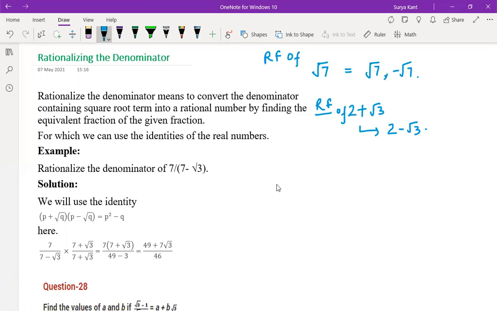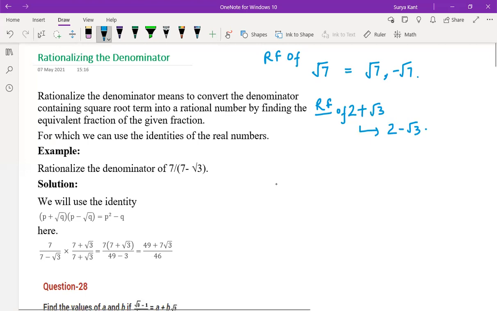Now here the question is, what is rationalizing? To rationalize the denominator means to convert the denominator containing a square root term into a rational number by finding the equivalent fraction of the given fraction. Okay, it means that our aim should be that the root part should not come in the denominator. We have to remove the root from the denominator.